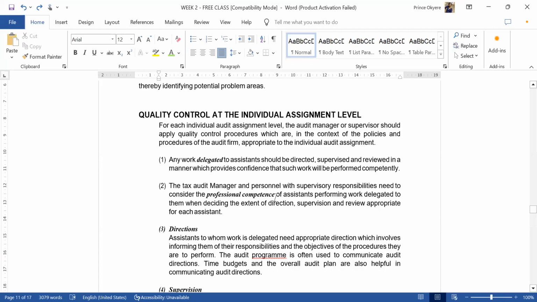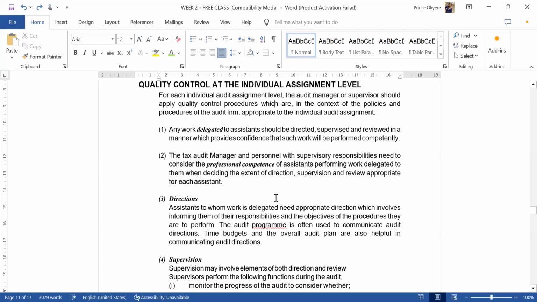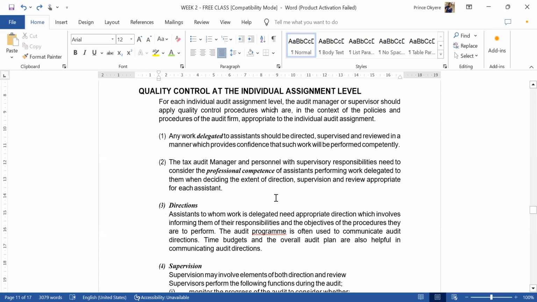Quality control at the individual assignment level. So here, let's not put our mind on the firm now. Let's bring our minds back to a particular audit. So an audit team is going to audit company A. What are some of the quality measures the audit team of company A can execute on the audit? So delegating work to our assistants, providing them with necessary direction, having people who are professionally competent to be able to do the job, providing directions to the team.